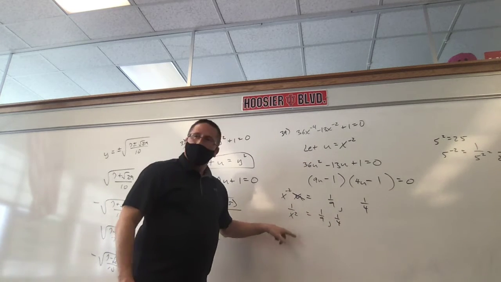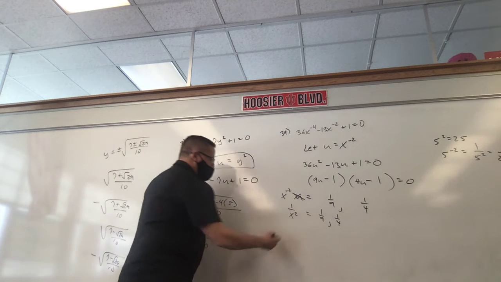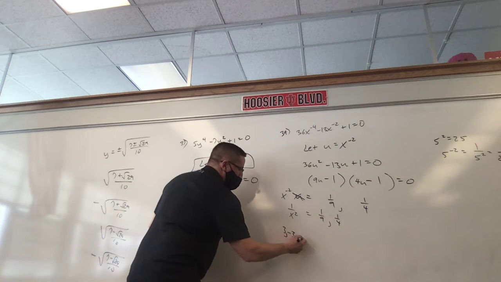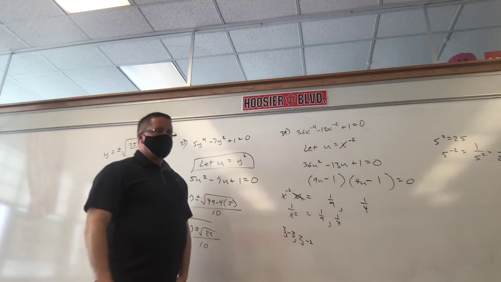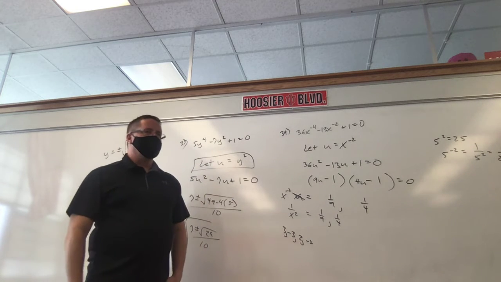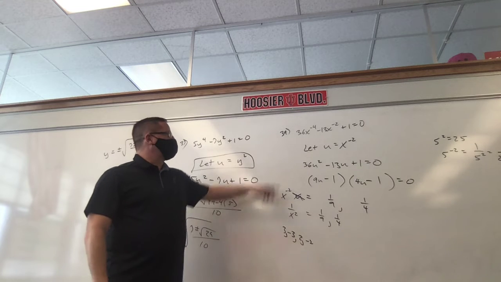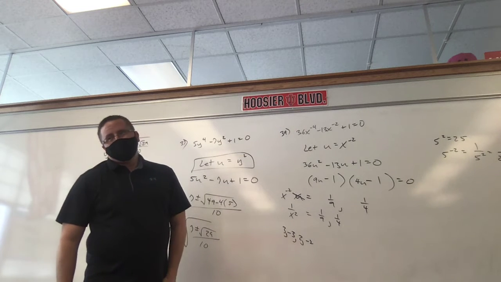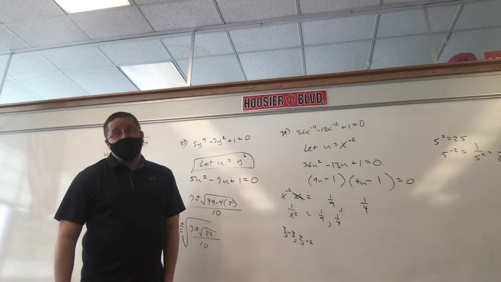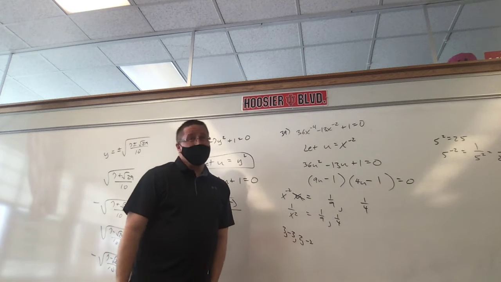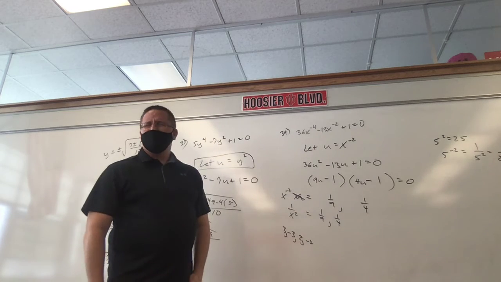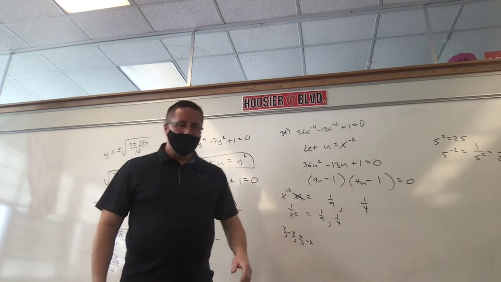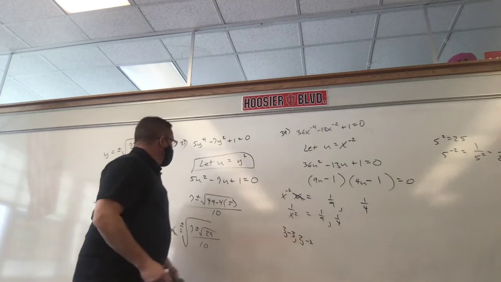Oh, negative 2 or 2. So we have 4 answers: 3, negative 3, 2, negative 2. Which kind of makes sense because based on what I've always taught you, you're supposed to have how many solutions? 4. Okay, all right, that was a doozy.